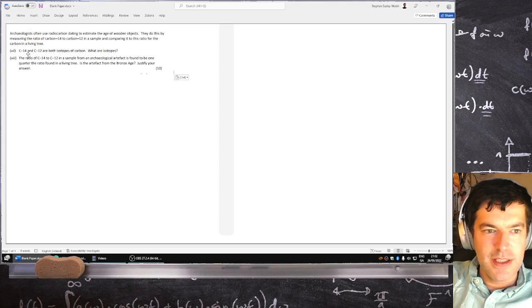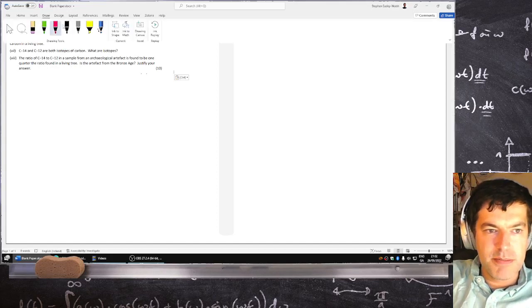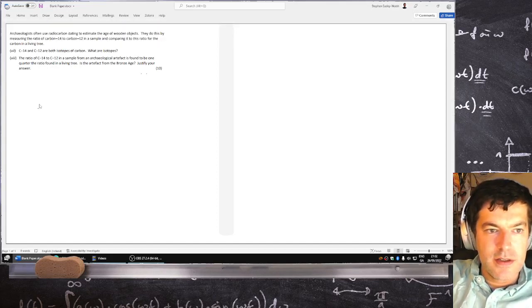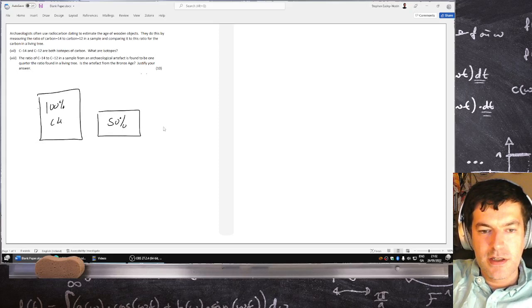The ratio of C14 to C12 in the sample is found to be 1/4 of that of a living tree. Is this artifact from the Bronze Age? So what's going to happen is the ratio of C14, okay, carbon-14 decays. You start off with 100% carbon-14, and then after a half-life, you'd have 50%, and then after another half-life, you'd have 25%.